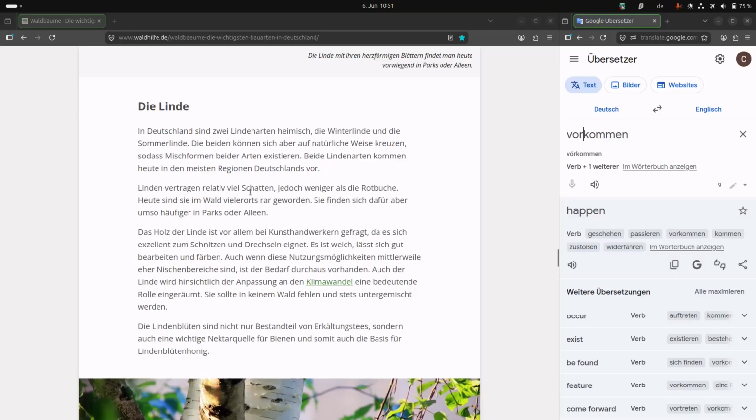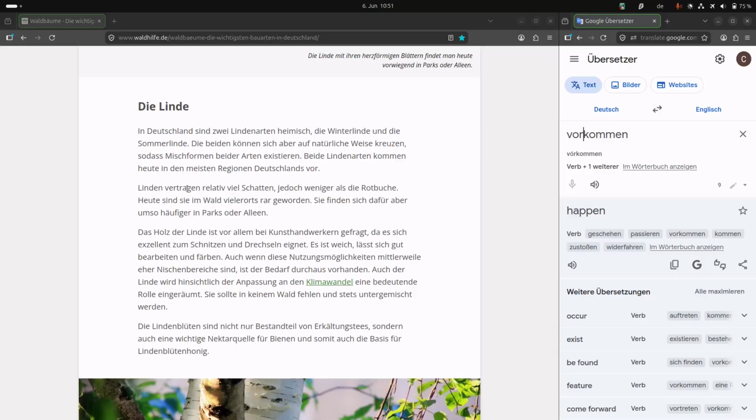Linden vertragen relativ viel Schatten, jedoch weniger als die Rotbuche. Linden trees, vertragen, we also had that in, I think, two or so previous videos, which just means to tolerate. If you want to know more about that, watch some of my previous videos. I think it was in the last or the one before the last. I also went into that, but you would have to search for that. Unfortunately, I don't exactly know where I said that, but you can also watch this entire series.